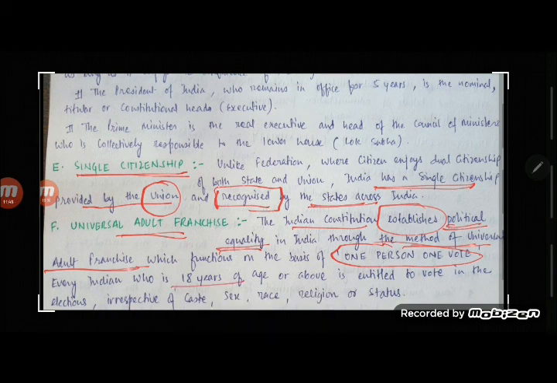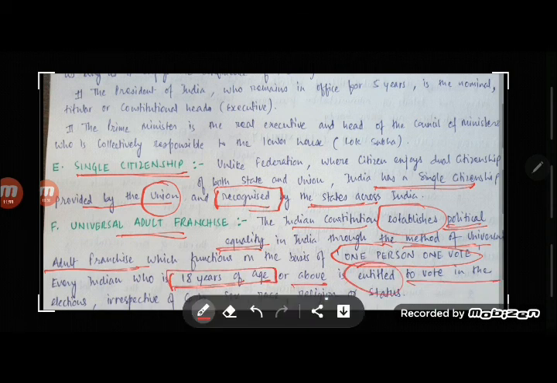And every Indian who attains 18 years of age or above is entitled to vote in the election irrespective of caste, sex, race, religion or status. So whether male or female, whatever caste, race or religion they follow, whatever status they have, rich or poor, every Indian person has the right to vote and every person has one vote to cast. Now we move to the next topic.